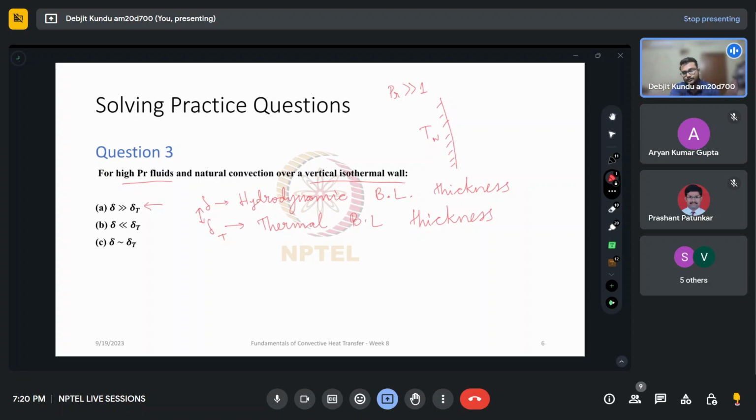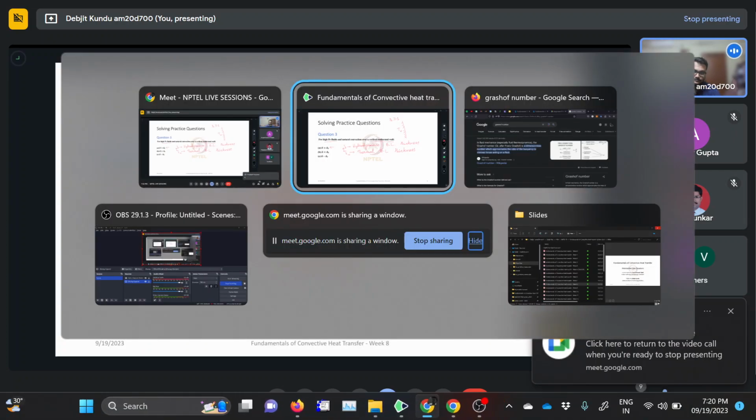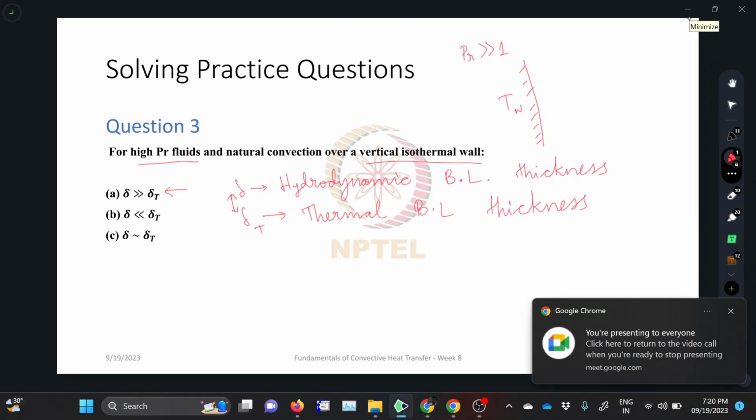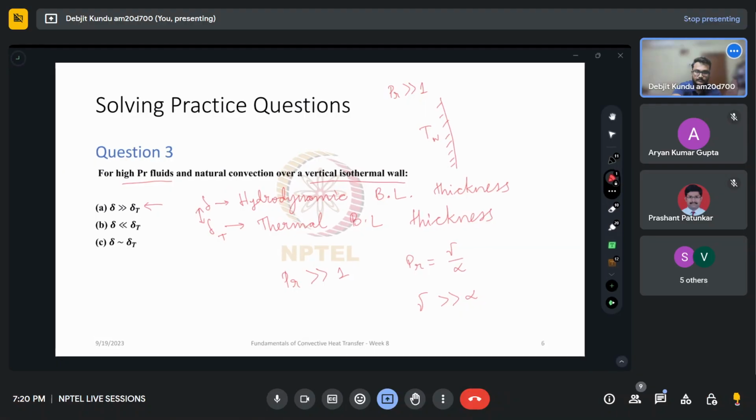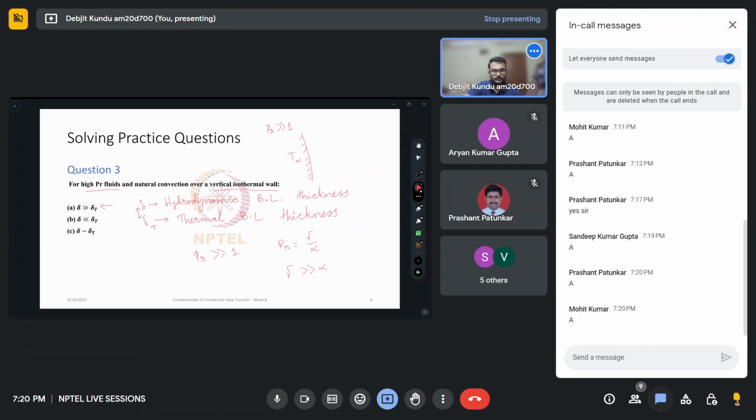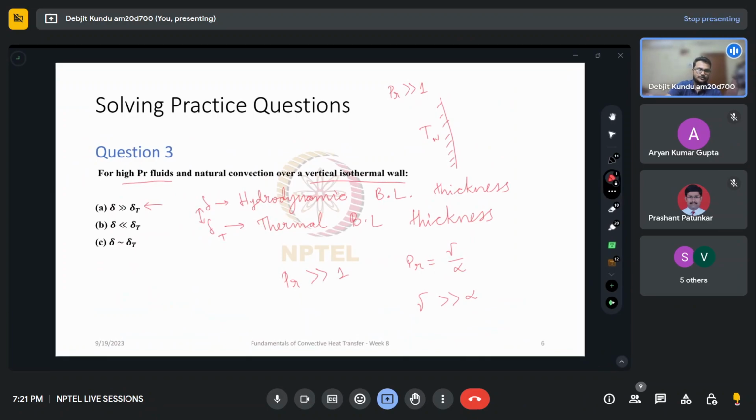We have one response so far in favor of option A, telling us that the hydrodynamic boundary layer thickness would be much higher than the thermal boundary layer thickness. There's an additional clue over here, that is this Prandtl number is much greater than 1. Now since Prandtl number is equal to nu by alpha, this would mean that nu is much greater than alpha. Now what do you think? Okay, we have a few more responses, two more responses in favor of option A.